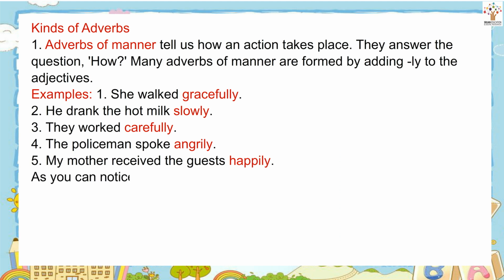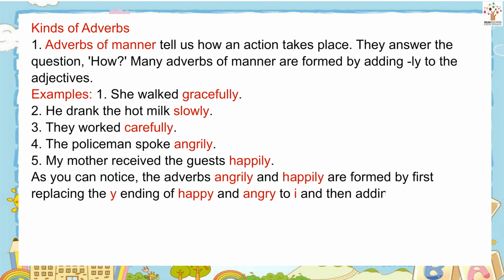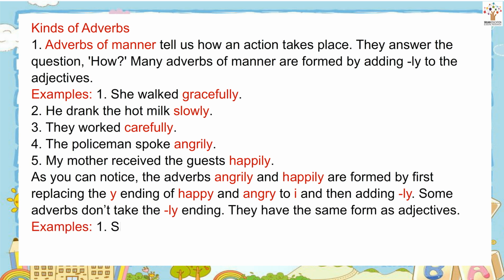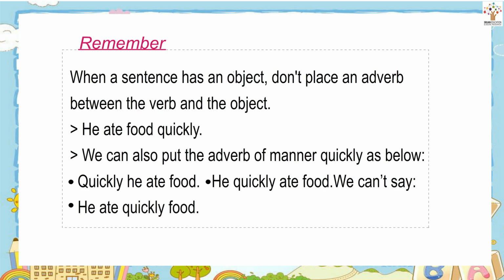As you can notice, the adverbs angrily and happily are formed by first replacing the y ending of happy and angry with i and then adding ly. Some adverbs don't take the ly ending. They have the same form as adjectives. Examples: she started late for school. My grandmother walks fast.